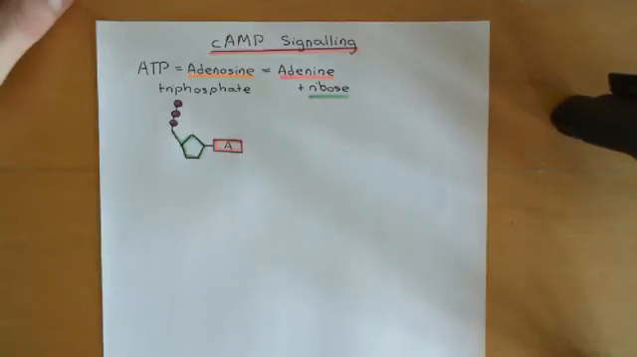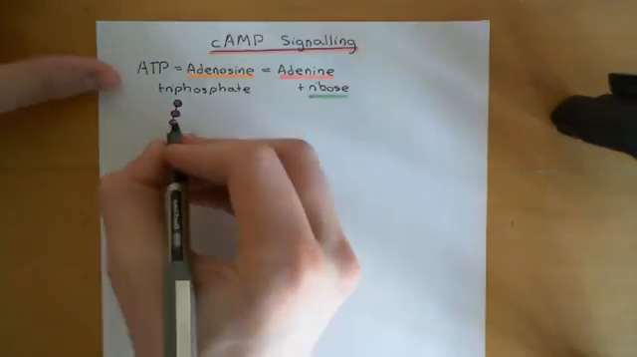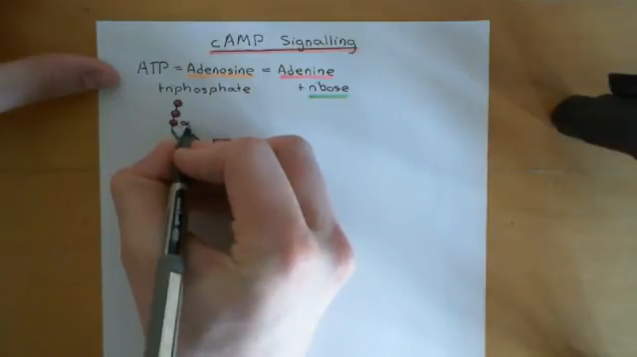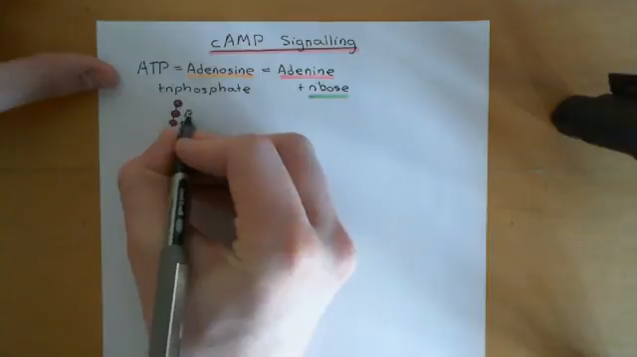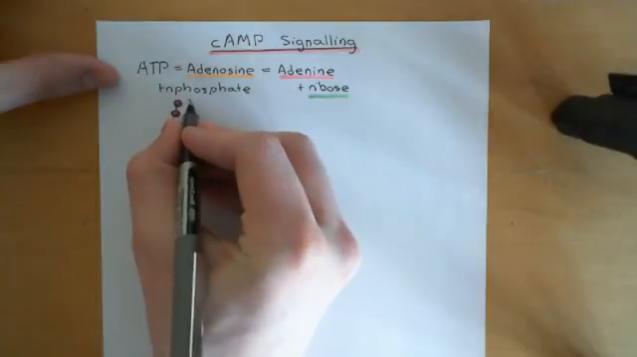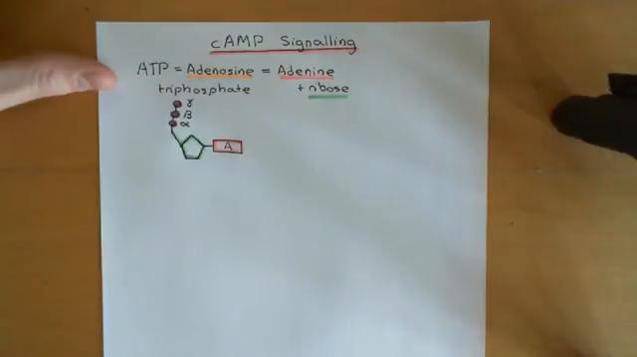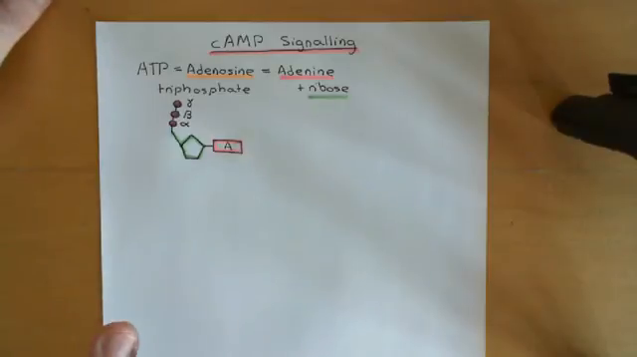These phosphate groups of adenosine triphosphate all have names. The one that's first off this 5th carbon is called the alpha phosphate, the second one is called the beta phosphate, and the third one is called the gamma phosphate. So that's the adenosine triphosphate molecule.